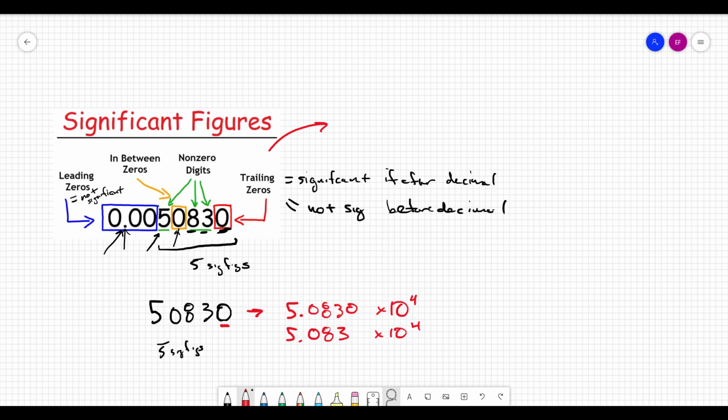Similarly, if we're thinking about this value, we would write this as 5.0830 times 10 to the minus 3. And this would be the unambiguous way, the best way to write this using scientific notation.